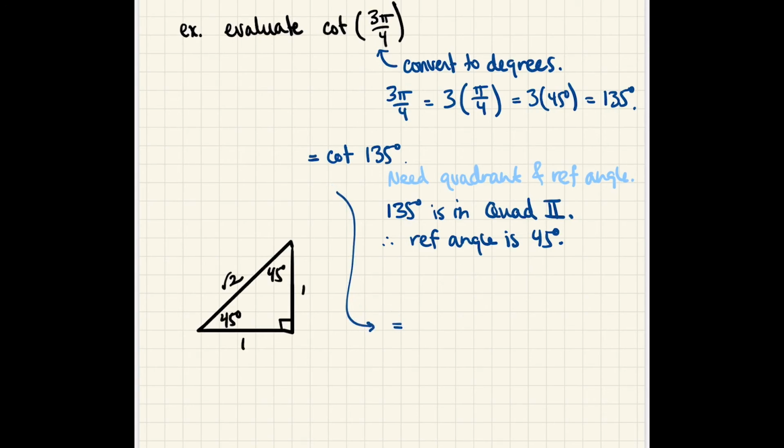All right, well, in the second quadrant, only sine and cosecant are positive, which means the cotangent value here will be negative. And looking at our triangle, we know that cotangent is the reciprocal of tangent. So we figure out what tangent of 45 degrees is, and then we take the reciprocal of that. Tangent is opposite over adjacent, which means cotangent would be adjacent over opposite. Well, in either case here, it'd be 1 over 1. So our cotangent of 135 degrees is -1, which means that the original problem, cotangent of 3 pi over 4, is -1.